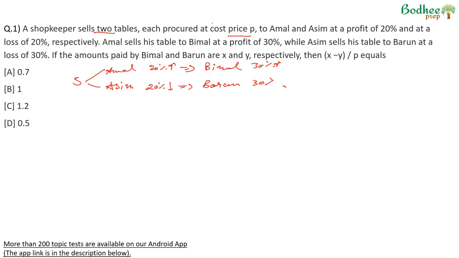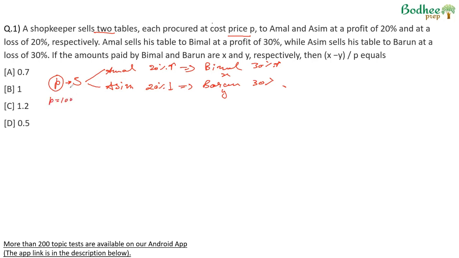If the amounts paid by Bimal and Barun are X and Y respectively, then find X minus Y upon P. P was the cost price at which the shopkeeper procured each table. Since all the options do not have X, Y, or P in them, that means the answer will be the same irrespective of what the values of X, Y, and P are. So what we can do is assume the value of P to be 100.